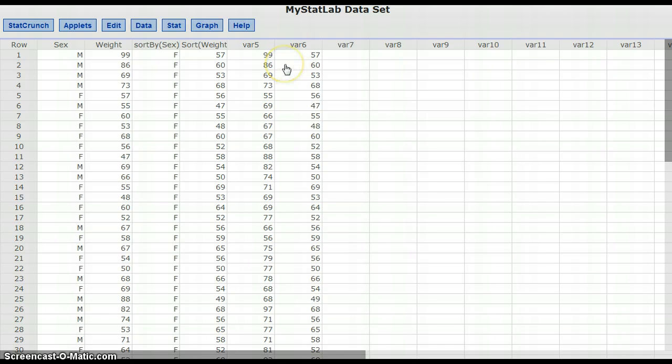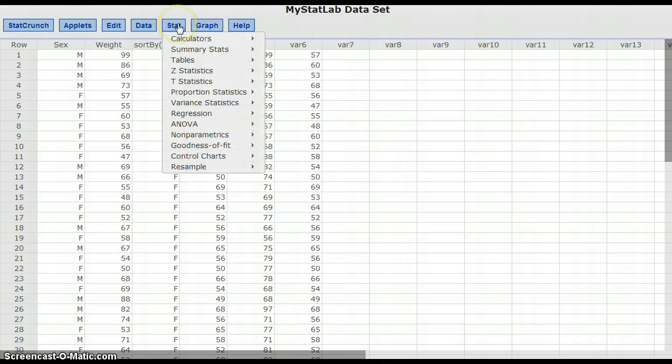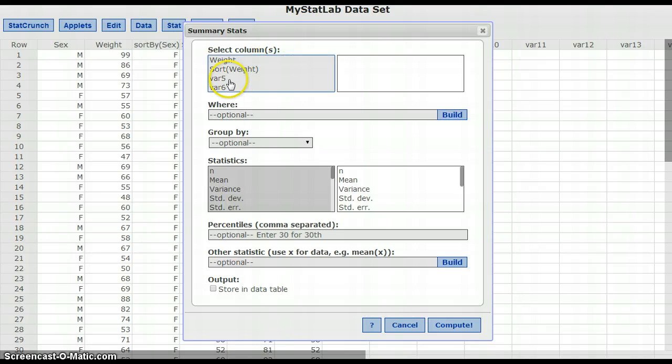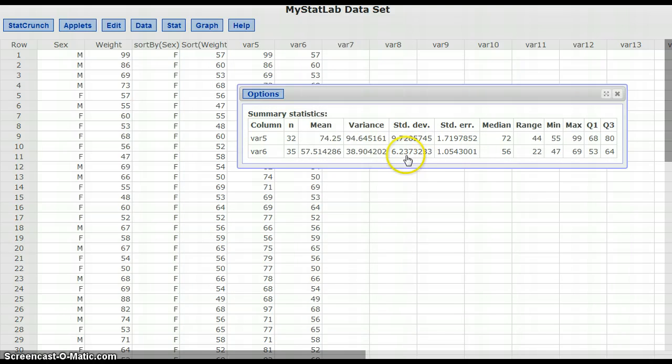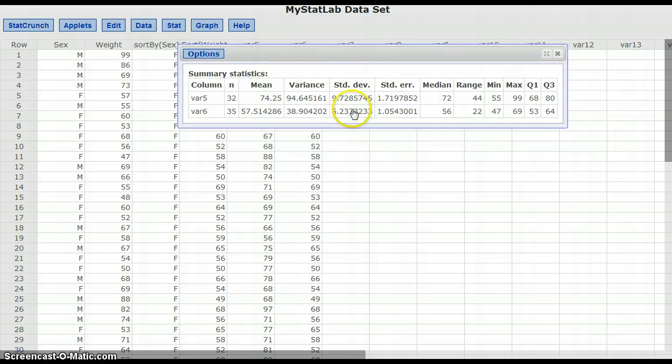And then once I do that, I can just go Stat, Summary Stats, Columns, and I can just do var 5, var 6, and hit compute. And there it is. There's the two standard deviations. So there's the men, standard deviation was 9.72, and the women was 6.23.